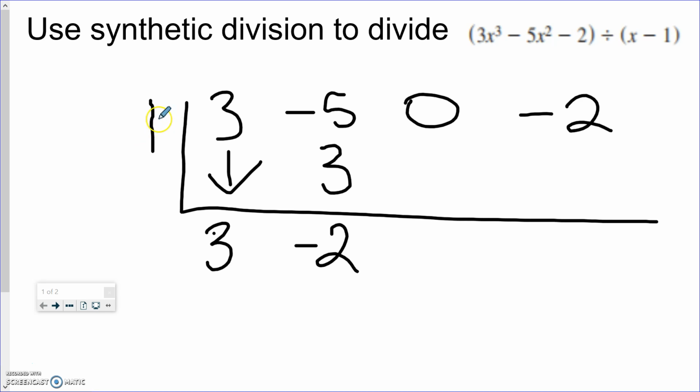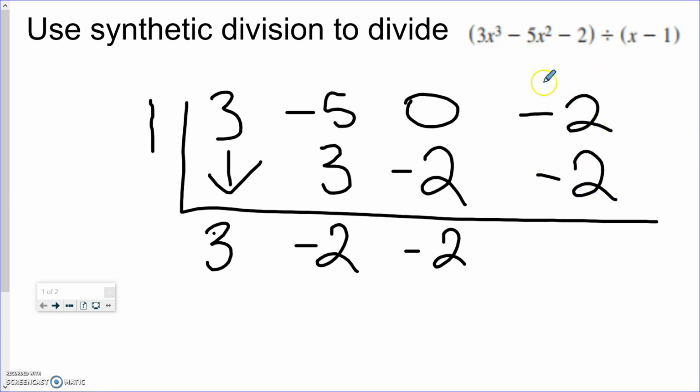Again, we multiply. This is really a pattern. We add, multiply, add, multiply. So now we're going to go ahead and multiply. 1 times negative 2, and negative 2 goes right there. Then guess what? We're going to add. So 0 plus negative 2 is going to be negative 2. 1 times negative 2 is going to be negative 2, and that'll go right there. And then we're going to go ahead and add. Negative 2 plus negative 2 is going to be negative 4.